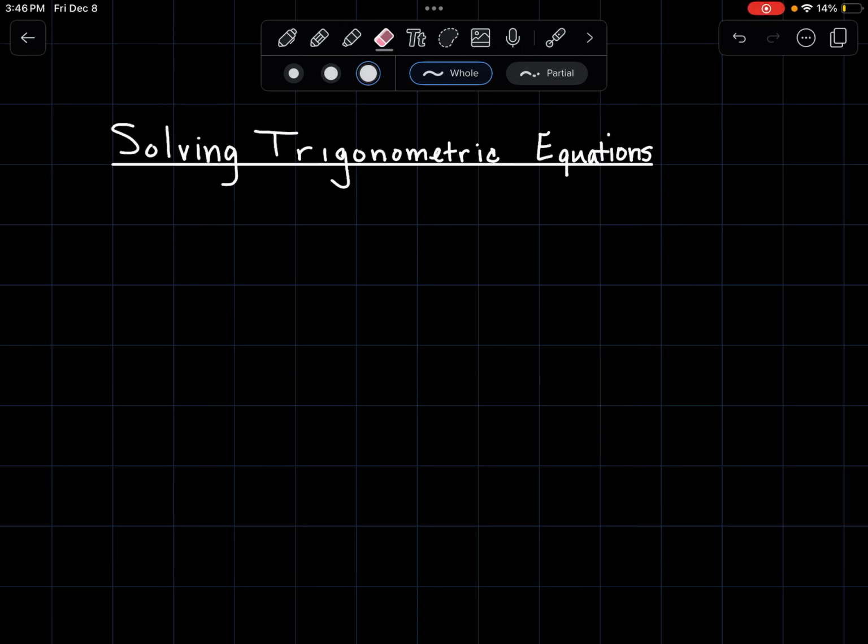Here we have a video over solving trigonometric equations. So first I want to start off by posing a question. When does the cosine equal 1/2, but only on the interval between 0 and 2 pi?